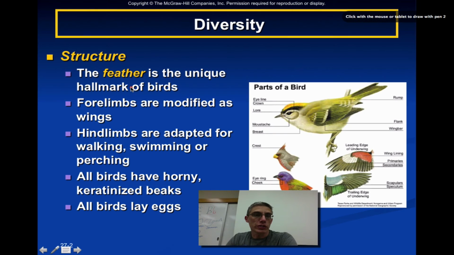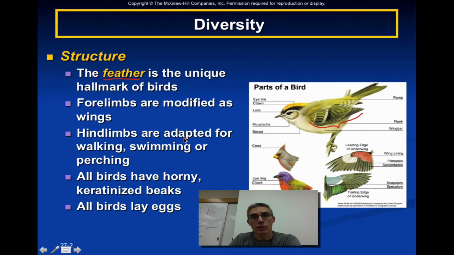Now, what's really interesting about this group of animals is that they actually have some characteristics that will not be found in any other group of animals. And the one that sticks out the most to most of us is that these animals actually have feathers. And this is going to be a unique hallmark of birds. Now, the forelimbs of these animals are going to be modified, of course, so you're no longer going to have what we would consider maybe a leg or an arm, but you're going to have now a wing. And of course, in most cases, those wings are going to allow that animal to be capable of flight.